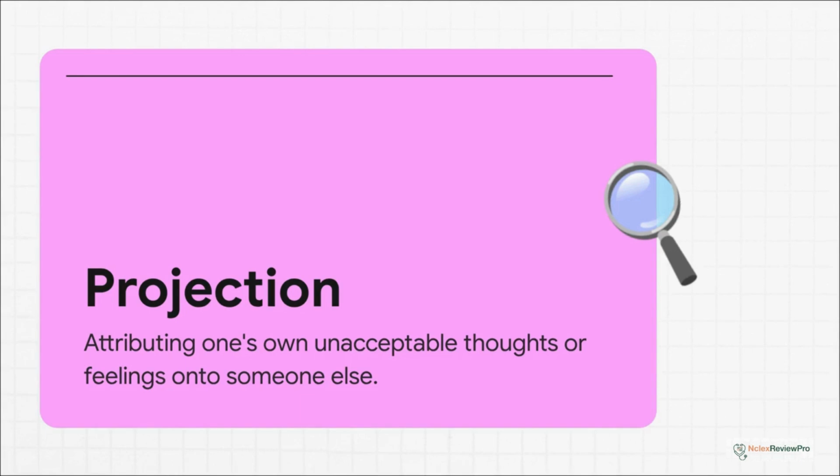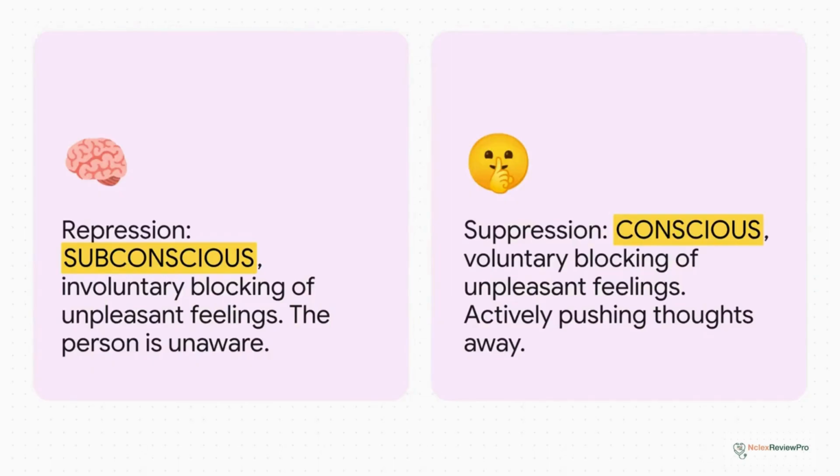Now, these two get mixed up all the time, so let's make this super clear. The big difference is awareness. Repression is unconscious. It's involuntary. The person doesn't even know they're pushing a memory down. Suppression, on the other hand, is conscious. You know that feeling you don't want to think about, and you actively say to yourself, "Nope, not dealing with that right now." That's suppression.